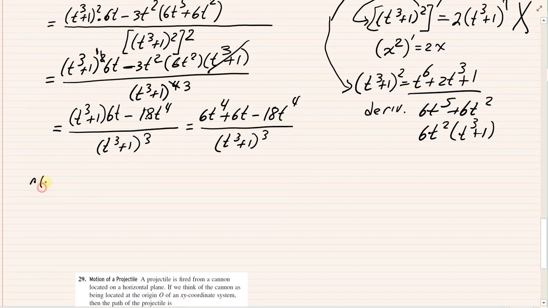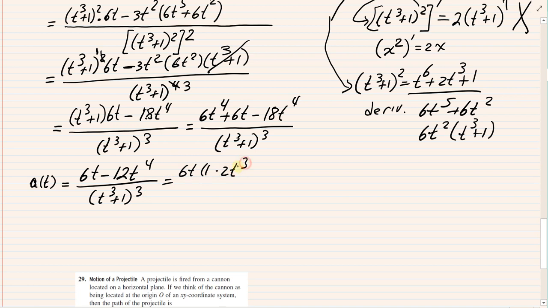So the acceleration at time t is going to equal, we're going to combine like terms. 6 minus 18 is 12, so 6t minus 12t to the 4th over the denominator t cubed plus 1 cubed. Then I can factor the numerator 6t, that makes it 1 minus 2t cubed, right, over the denominator t cubed plus 1 cubed. Now we're going to set this equal to 0.